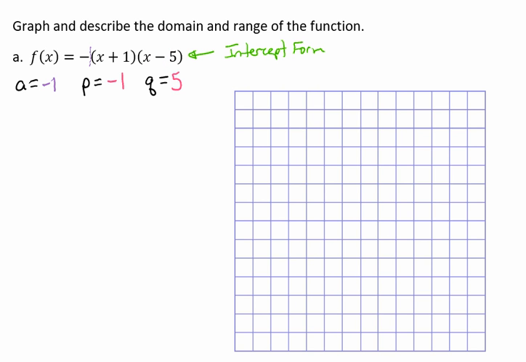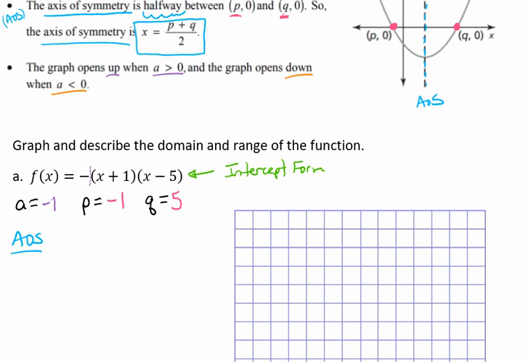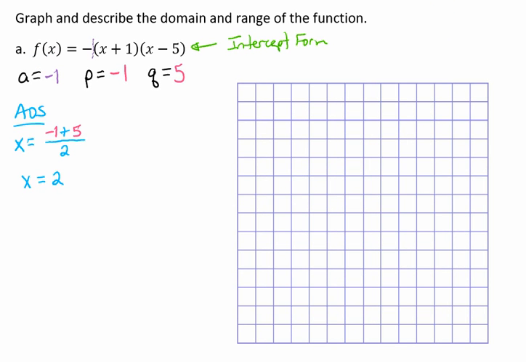From here, the next thing that we want to do is find our axis of symmetry. In order to do that, we need to add our P and our Q. So remember that our equation was the P plus the Q divided by 2. So we're going to take our P and add the Q to that and then divide that by 2. So here we're going to have an axis of symmetry of 2. We can see that our graph is going to open down because our A value is negative. And so now we're ready to graph.